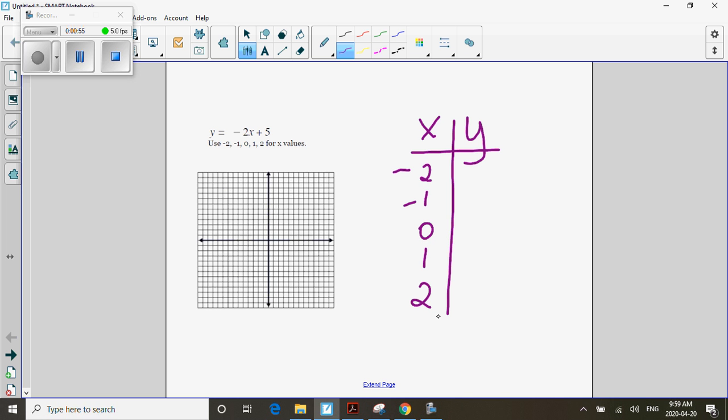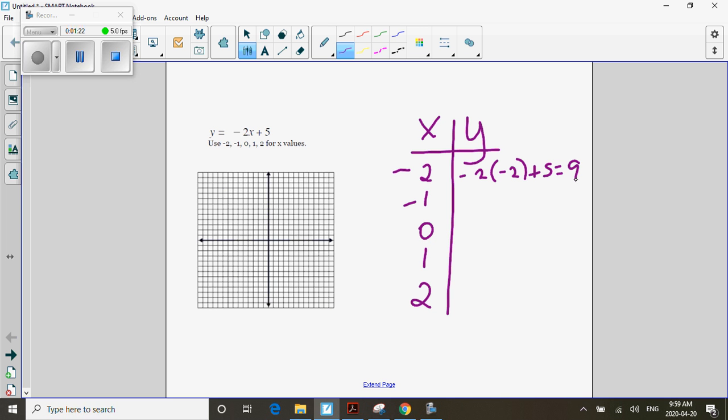So let's start with the first value at negative 2. So what that means is my y value is going to be negative 2, and then where there's an x, I'm going to put in a negative 2 plus 5. All right, negative 2 times negative 2 is positive 4, and 4 plus 5 equals 9. So that means my y value is 9.